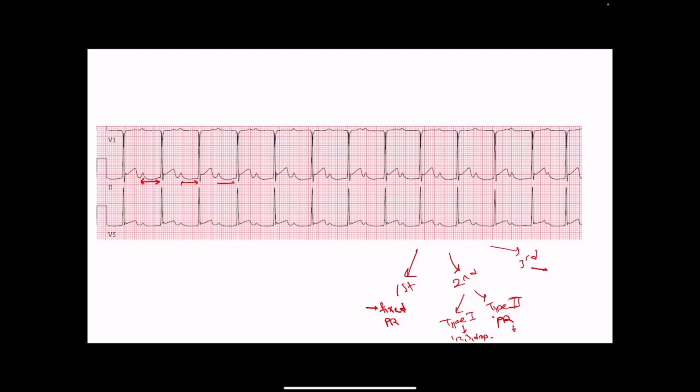Third degree is when the SA node is not even synchronized with the AV node, and the AV node is not even synchronized with the ventricles. So the P wave is alone, the QRS is alone, they're not together. So this one falls into first degree because we have a really long PR, but it's fixed and there's no beat drops. When you see this shape, no beat drops, and it's very regular, you immediately go to first degree, okay?